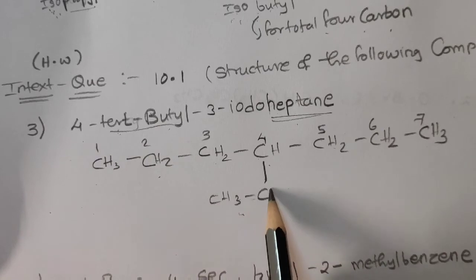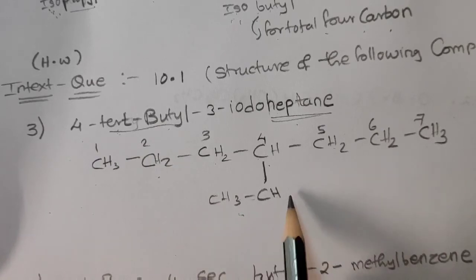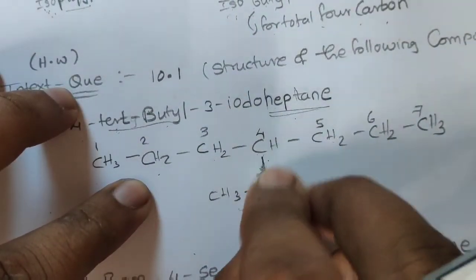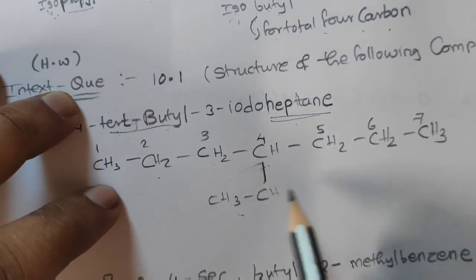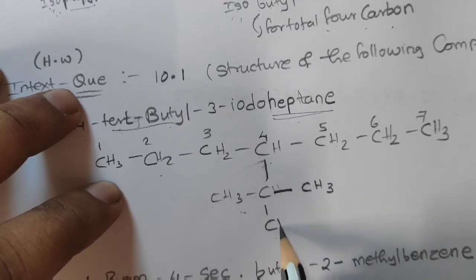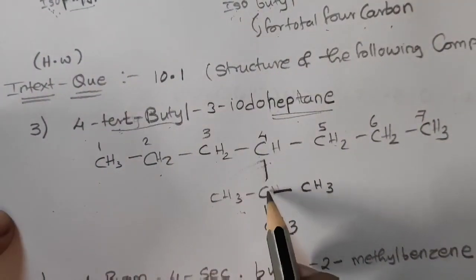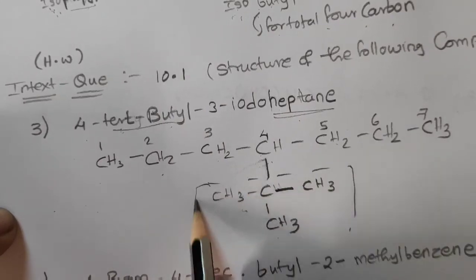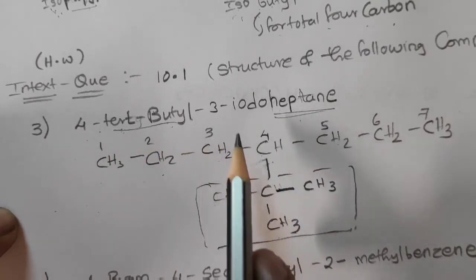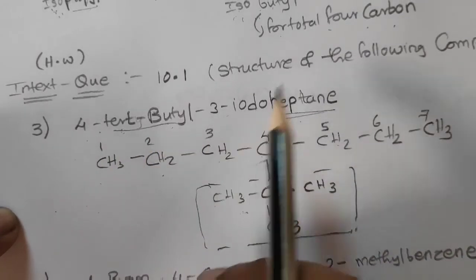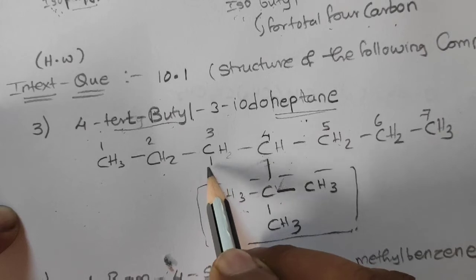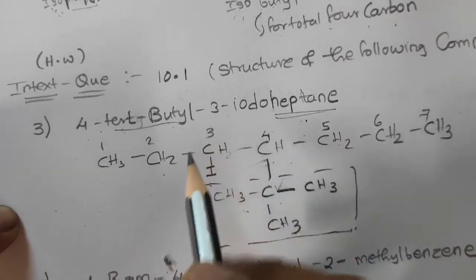I can write like this: CH3, sorry, not CH, here C will come, C, here again CH3, and here CH3, right? So in this case, this is your butyl group which is attached on the 4th carbon, the tertiary butyl group. Then at the 3rd position an iodo group is there. So I will remove this H and replace it here with iodine, right? You can write it on top also, it is not a problem.